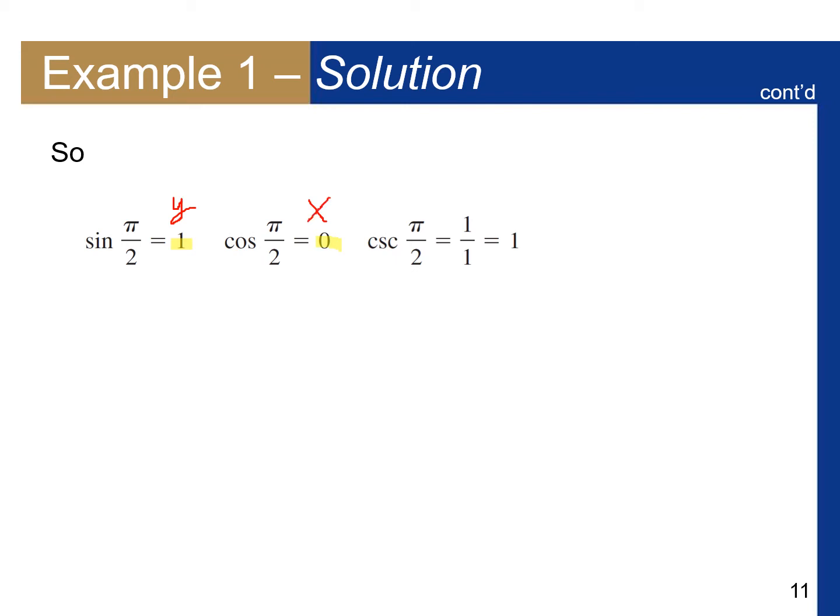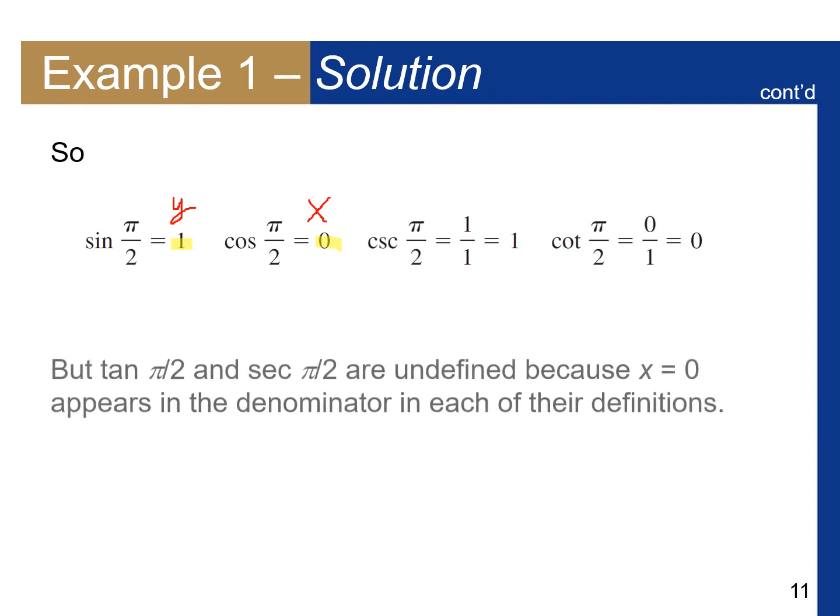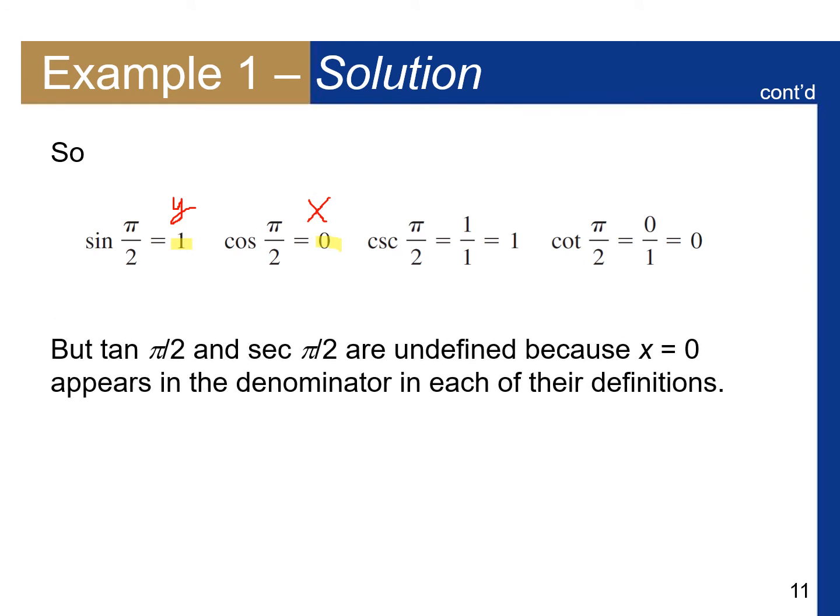Cosecant would be 1 over 1, which is 1. Cotangent is your cosine over sine, so that would be 0 over 1. But my tangent, which is sine over cosine, would be 1 over 0. Can't happen, right? And my secant, which would be 1 over 0, can't happen, are undefined. So that means we would have asymptotes there.